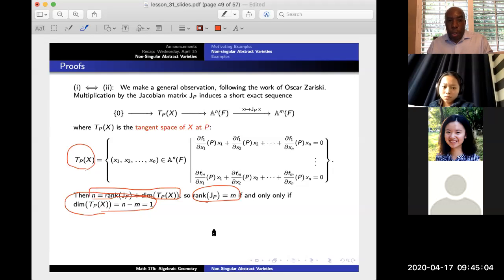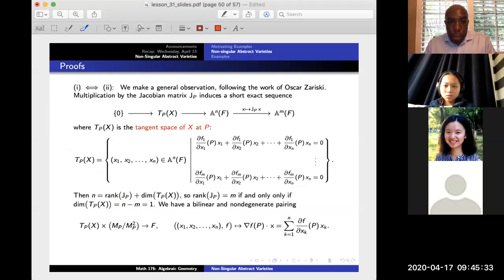So in order to know that the rank here is m, I need to figure out, can I compute this dimension of the tangent space in a different way? Right, so Zariski was one who realized that actually you can relate all of this back to just this one-dimensional space by just looking here at this multiplication by this matrix. But again, what we're going to try to do here is compute this dimension in a totally different way.